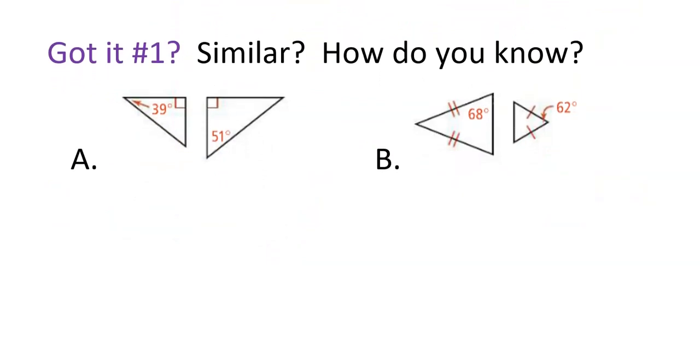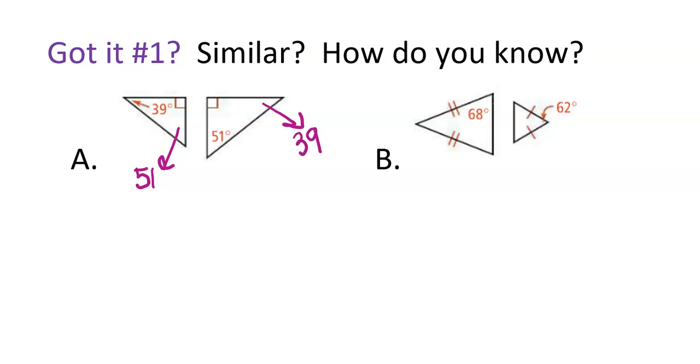So here's got it question A. Again, on this one, there are two angles that are given. So first we need to find the ones that are missing and see if they match. So when you're looking at the first one, 180 minus 90 is 90. 90 minus 39 is 51. On the second one, if you take 180 minus 90 minus 51, you do get 39.